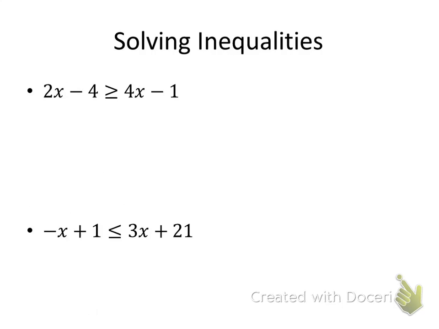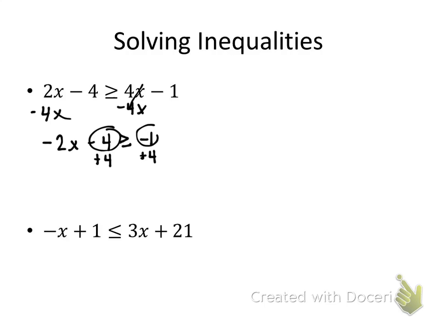Now I've got variables on both sides, so I've got to combine like terms, then solve. This is a like term, this is a like term. Let's move the 4x over here. So I subtract 4x on both sides, and I get negative 2x minus 4 is greater than negative 1. Then I add 4 to both sides because these are like terms that need to be combined. This cancels out. Negative 2x is greater than or equal to 3.